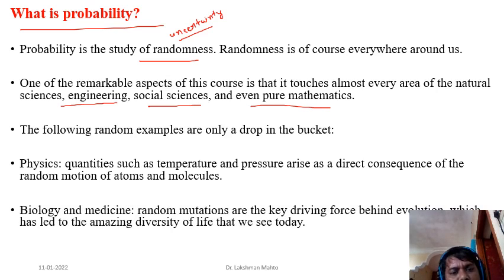Also, if we come to biology and medicine, again we can observe randomness. Random mutations are the key driving force behind evolution, which has led to the amazing diversity of life that we see today. In the evolution of the human being, you can observe a lot of changes. You can't see the exact pattern of what the initial human being used to have. Definitely there are changes. Why are these changes happening? It is happening due to random mutations.